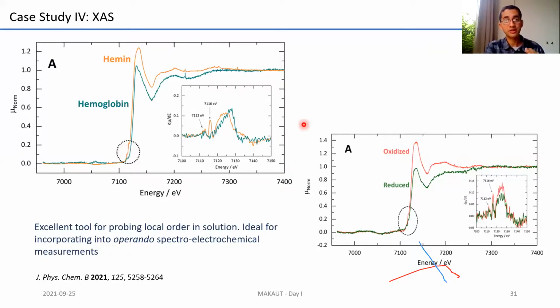And when you actually try to oxidize and reduce the system, you find that, so this is the derivative plot and this is the absorption plot, there are fine changes that come up between reduced and oxidized forms at the near edge. These kinds of changes are not easily visible in UV-visible spectroscopy. So the thing that I'm trying to push here is that there's an excellent tool for probing local order in solution.